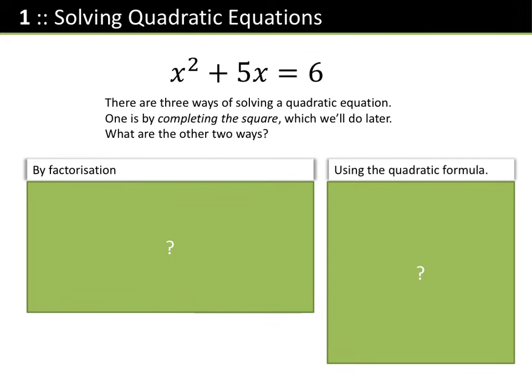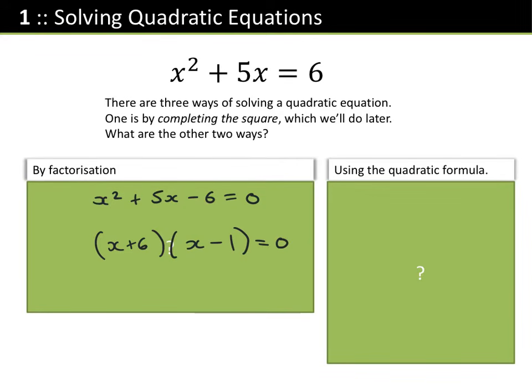So, I would like you all, as a starter, to quickly solve by factorising and solve by using the quadratic formula. Off you go. Make sure it is equal to 0. So we're going to minus 6. Two numbers that multiply to give me minus 6, but add to give me 5. Negative 3, no. Plus 6, negative 1.